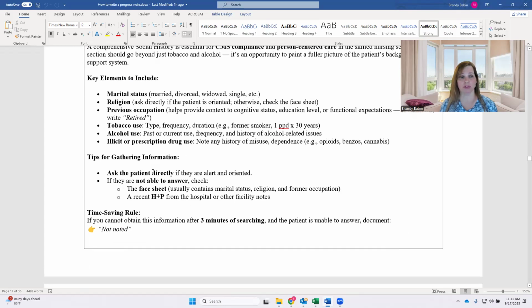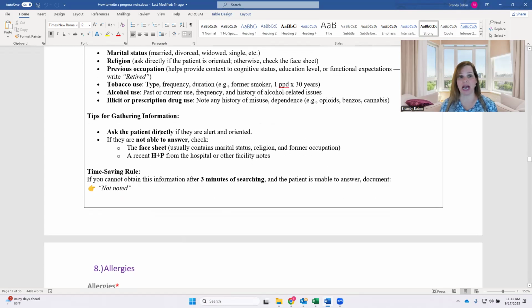So tips for gathering information: ask the patient. I ask every patient their surgical history, their social history, and their family history every single visit. It's one of the first couple of things that I establish. Why? So I don't forget. If the patient can't answer because they're unresponsive or they have dementia, then look at the face sheet. That's always a good place to find out their marital status. Half the time you might get a religion out of there. About 2% of the time you might get an occupation, but look that information up. A recent H&P from the hospital might also give you that information.